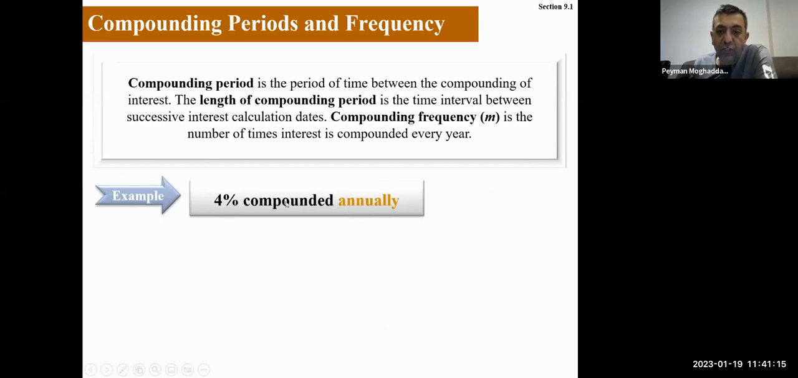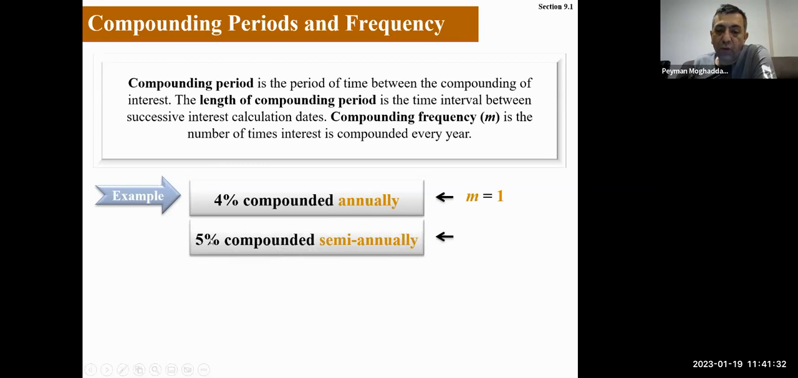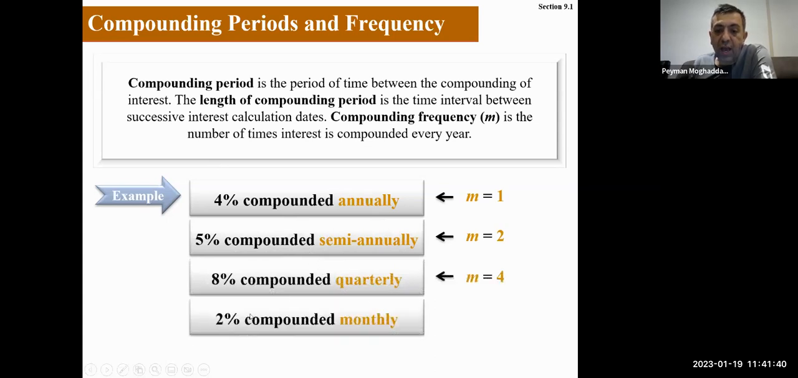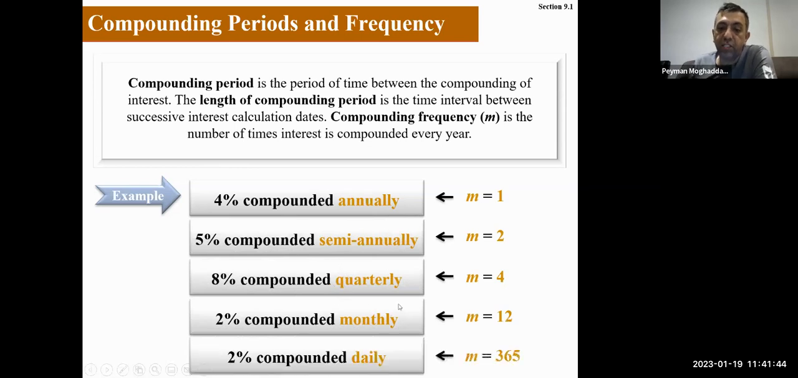Okay, example. For this example, we just want to know what the compounding frequency is. In the question, they say the interest rate accumulated at 4% compounded annually. When they say compounded annually, that means M equals 1. If they said 5% compounded semi-annually, then M is going to be 2. If it's quarterly, M is going to be 4. If monthly, M is going to be 12. And if daily, M is going to be 365.